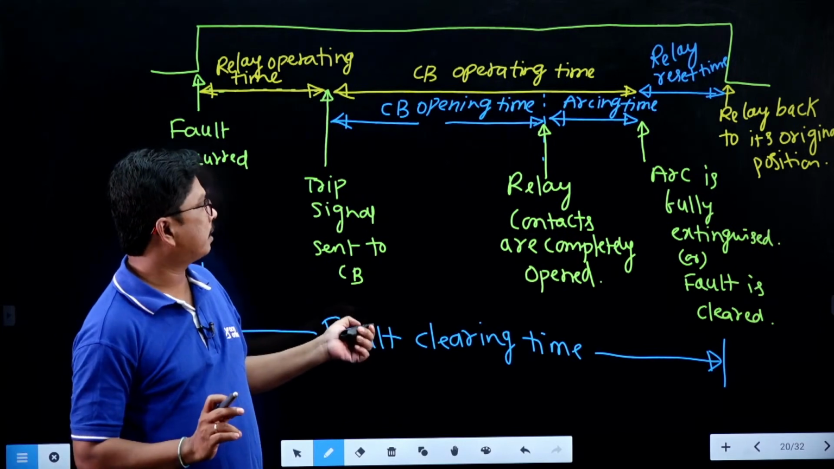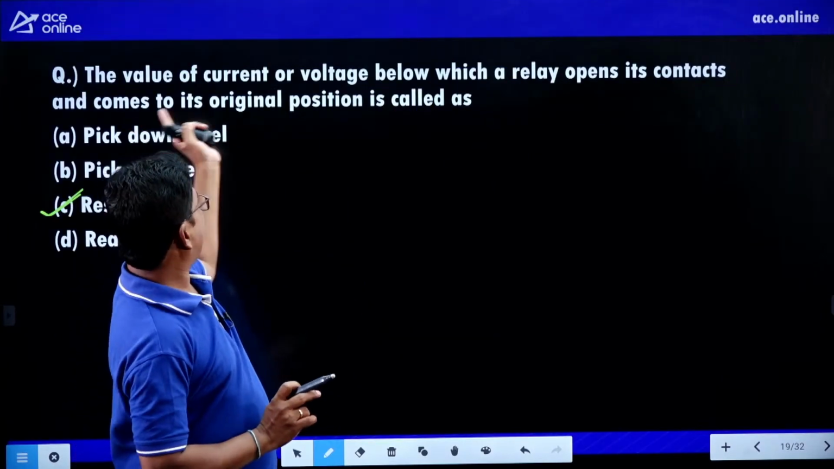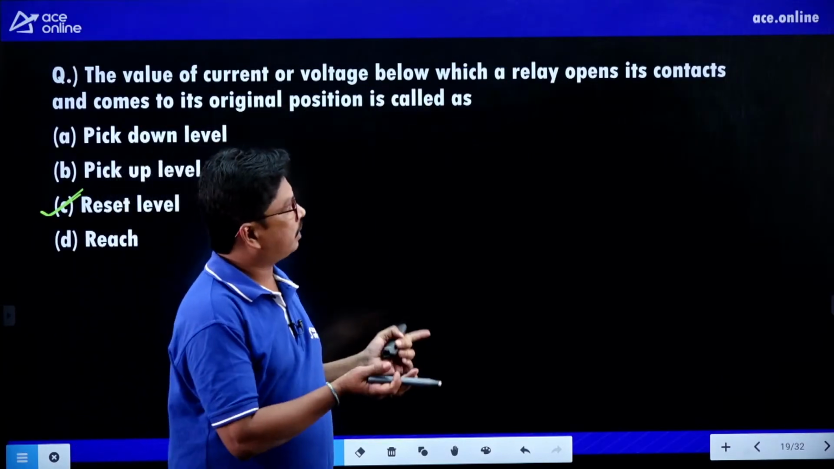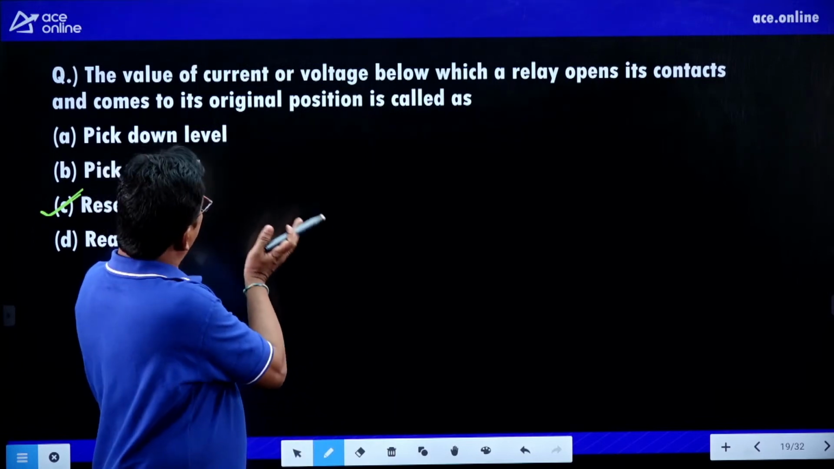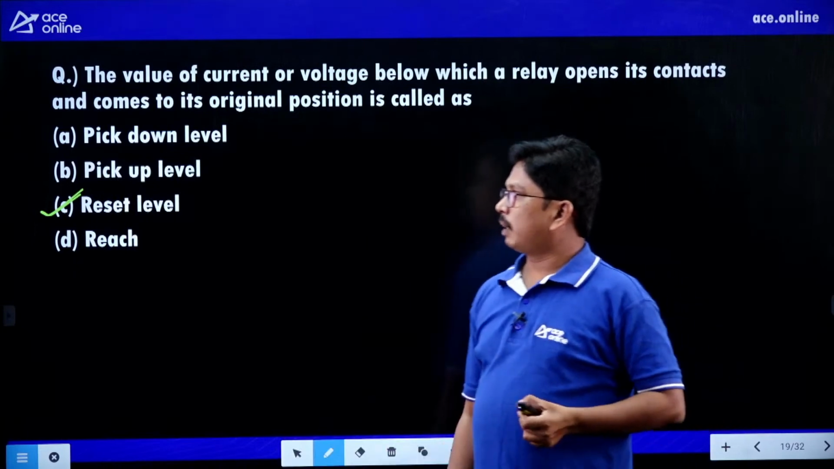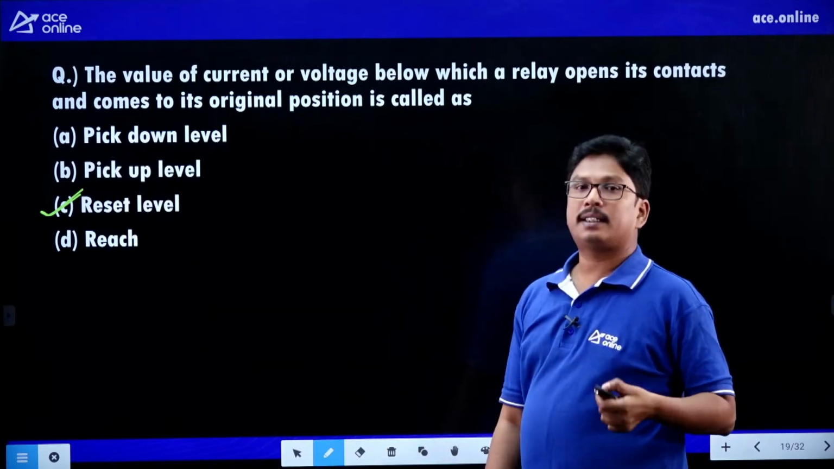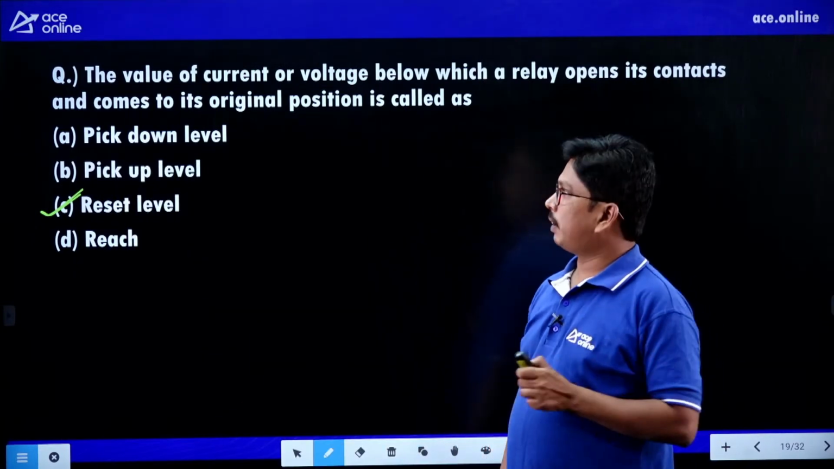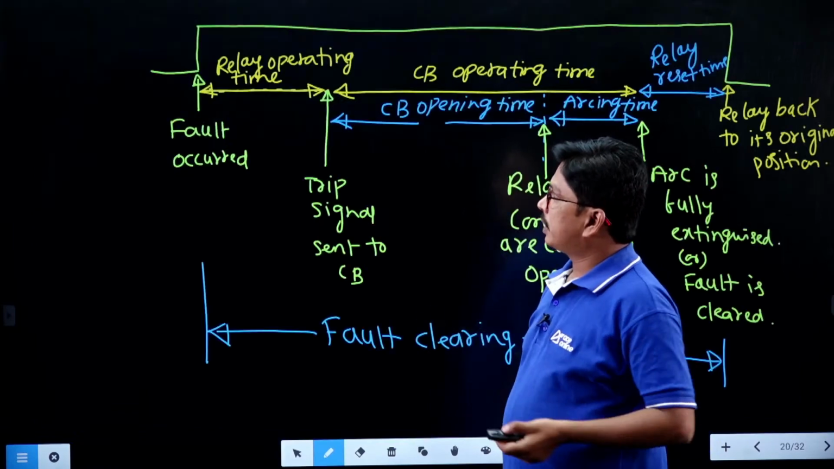So what they are asking, the current or voltage below which the relay opens its contacts and comes to its original position is called as what? That is called as the reset level of the relay. Reset level of the relay. Clear? So we are going for the next question here.